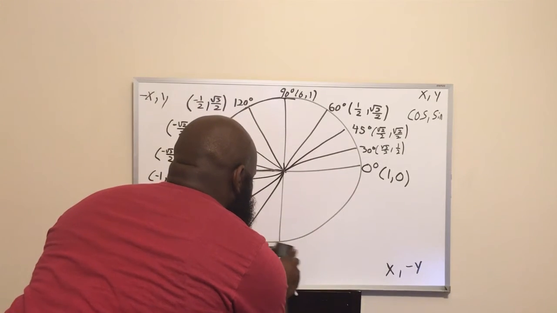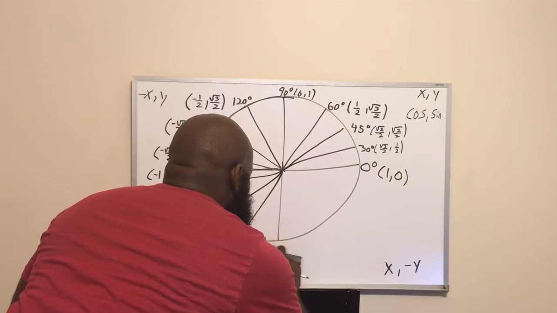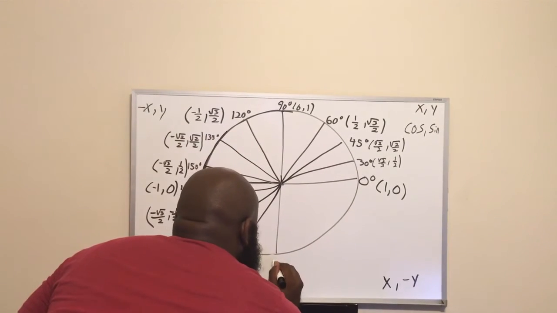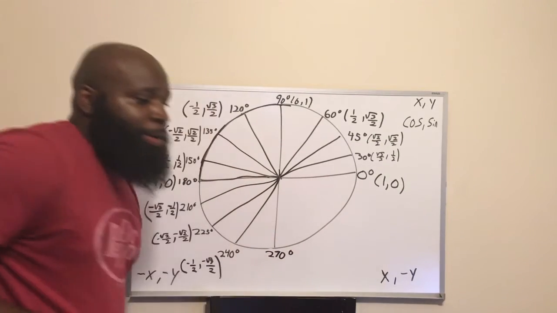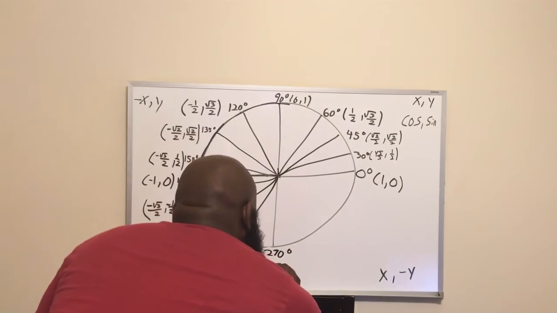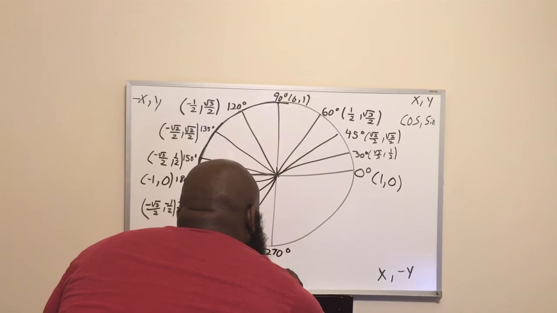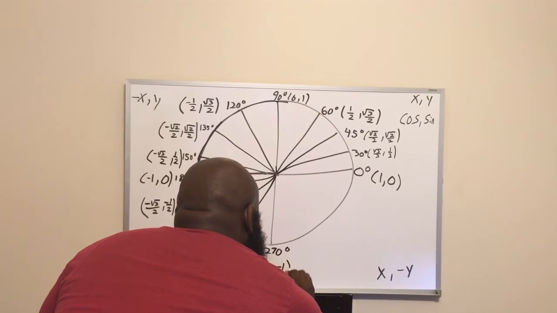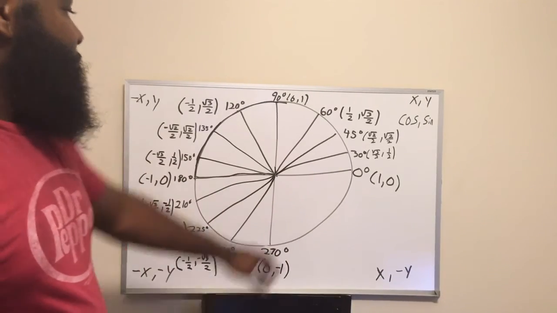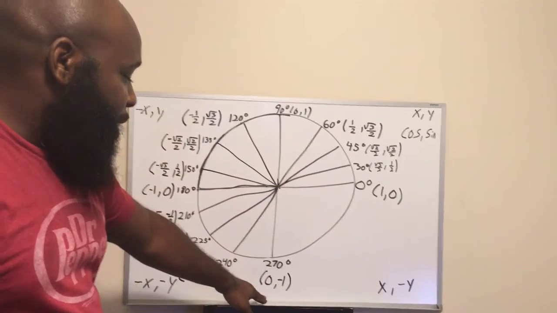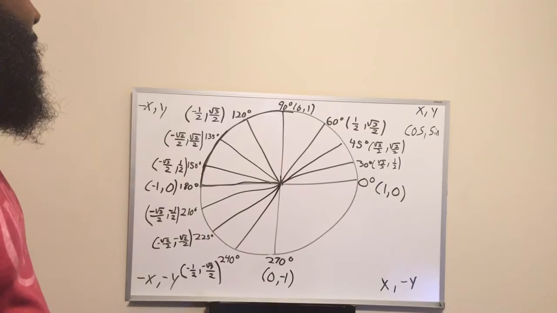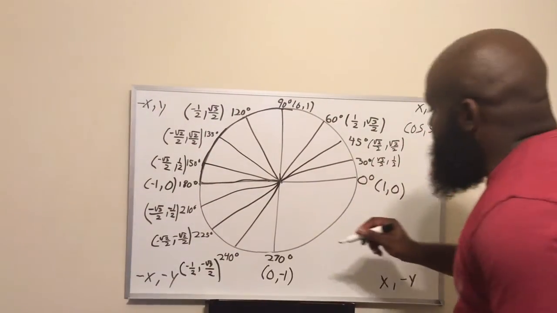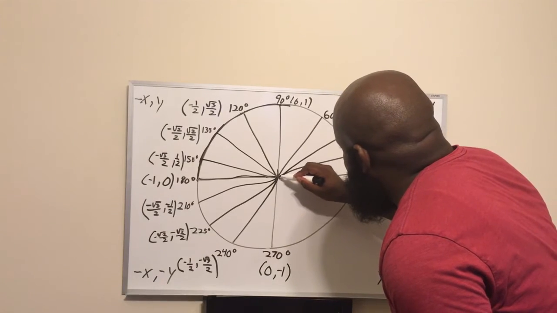And at the 3/4 mark, we have 270 degrees. Your cosine at 270 degrees is 0, and your sine is -1. So at the 3/4 mark of the circle, you have a cosine of 0 and a sine of -1. Now we are in the fourth quadrant. This is the final quadrant of the unit circle.